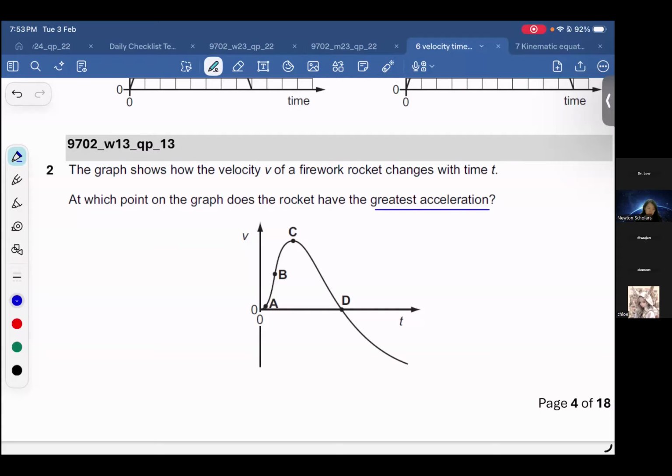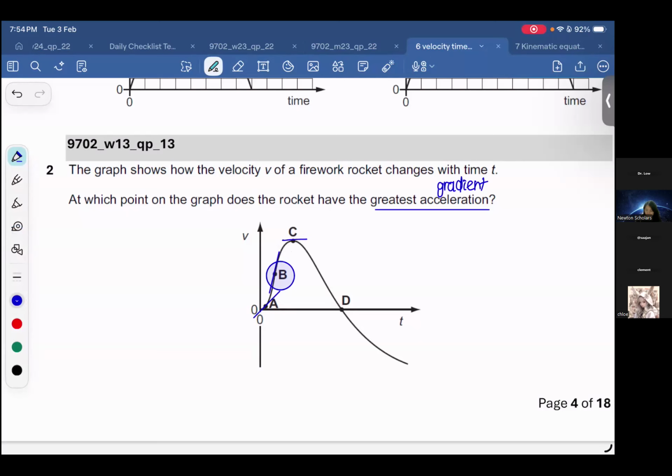Okay, boys and girls, this answer is correct. Your answer is correct. Answer is B. Greatest acceleration means greatest gradient. How do we know the gradient? You see, draw like this. Draw a triangle, like this.